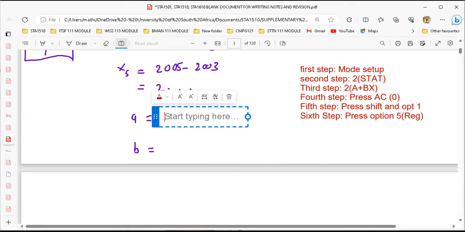The value of a is equal to, then you just press option 1, and then you press the equal sign. So for the value of a, I got 21.8. Let's find the value of b.